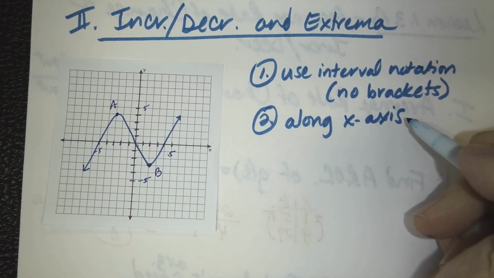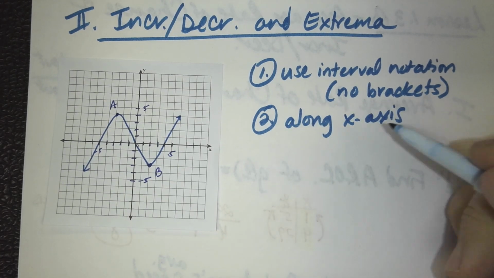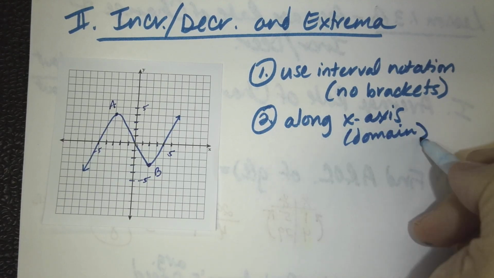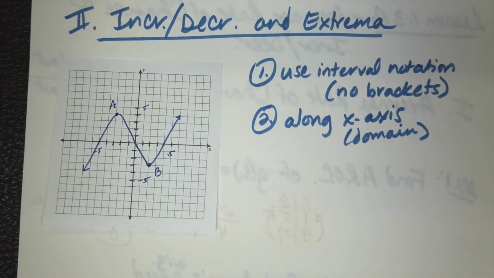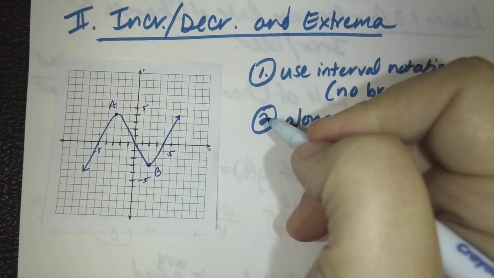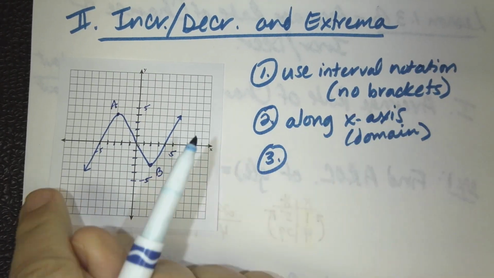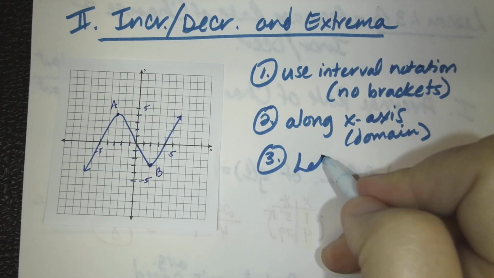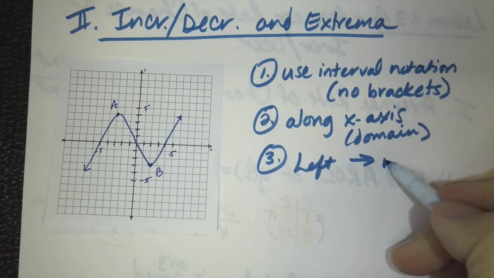Along the x. Along the x-axis, the domain. You always do it along the x-axis. You always give me x's. Don't give me y's for interval increasing and decreasing. Give me x's, okay? And the third thing is you read this graph like you read a book. You read a book on the left and then go to the right. So always start left and then go to the right.